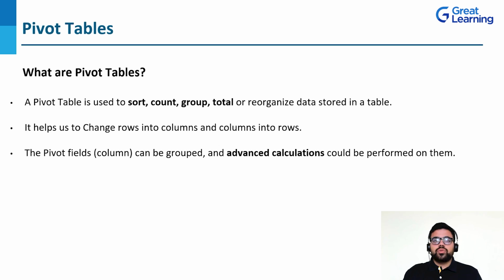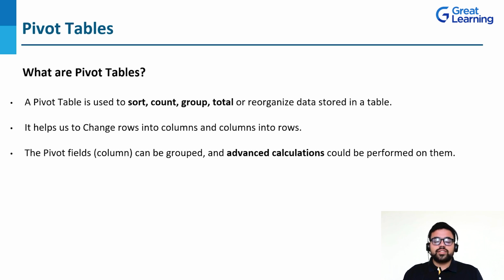Now, in case of a normal table, you cannot categorize into rows and columns. You can, but you would have to use sort and filter and then manually uncheck all the selected options and select the ones that you need. But in case of a pivot table, it automatically summarizes your data in the way you want. It helps change rows into columns and columns into rows, and also the pivot fields options, so you can group them and do advanced calculations like sum, average, maxima, minima, and different other things as well.